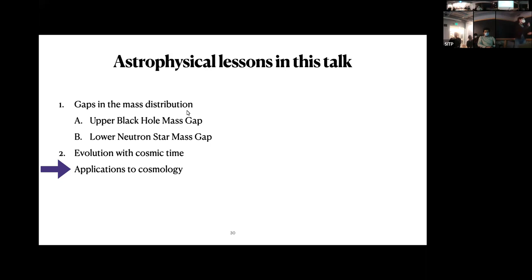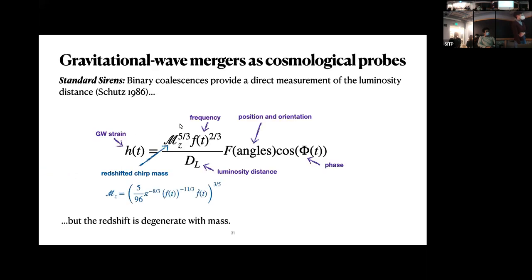But I will show that, I'll try to go quickly, but the question of the redshift evolution is also related to trying to do cosmology with these things. So I will quickly review some results from gravitational waves as cosmological probes. The main idea here is that these gravitational wave sources are standard sirens, in that they provide a direct measurement of the luminosity distance.